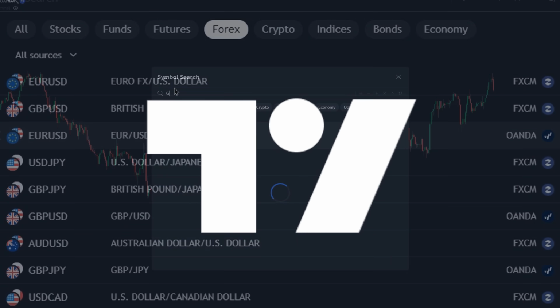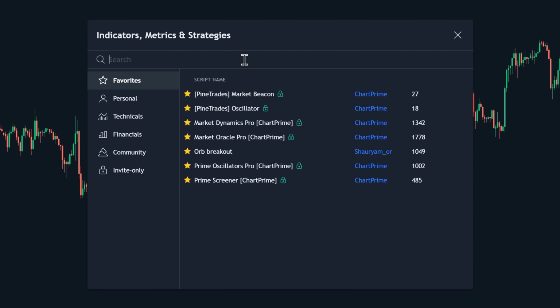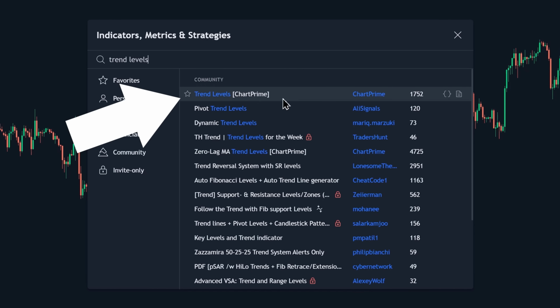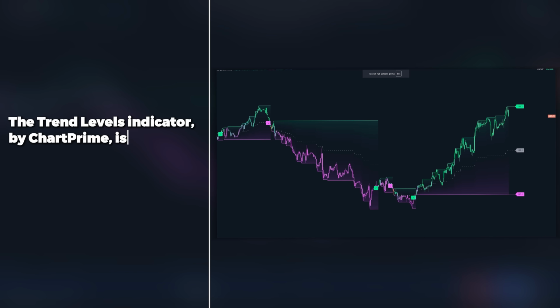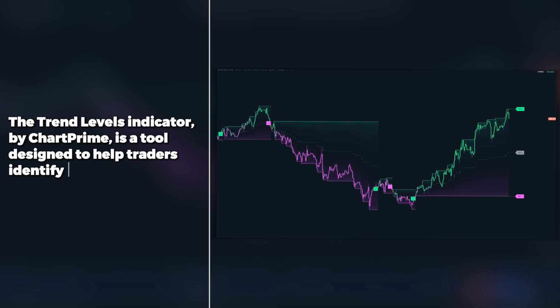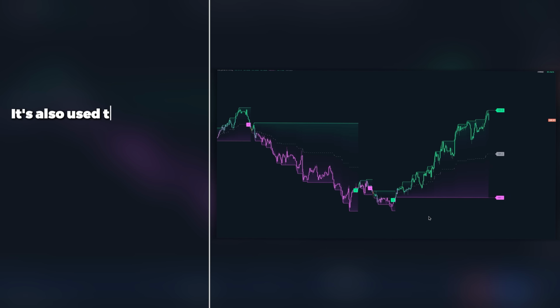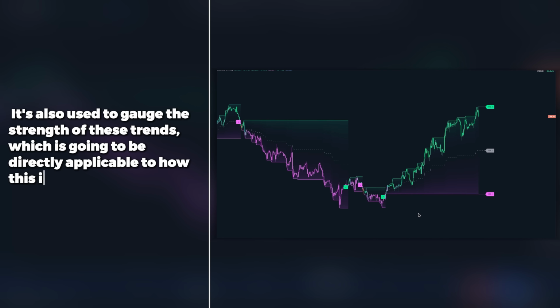Now, to get started with this indicator, you want to go to TradingView. After you've loaded up any trading asset that you like, you want to open the indicator search tab and type in trend levels. You want to select this one by ChartPrime. The Trend Levels Indicator by ChartPrime is a tool designed to help traders identify key levels within the trends of the market. It's also used to gauge the strength of these trends, which is going to be directly applicable to how this indicator filters out ranging markets.